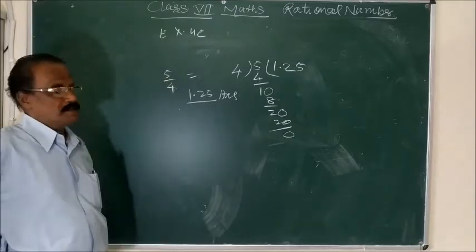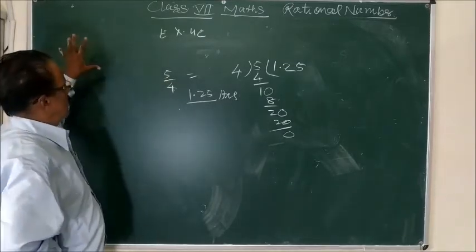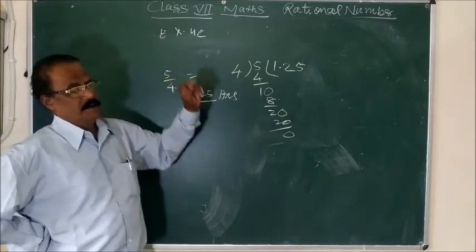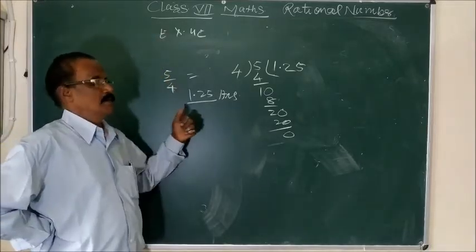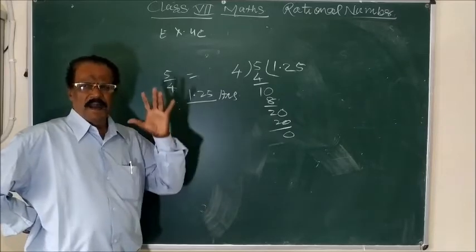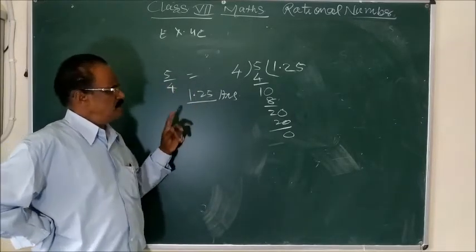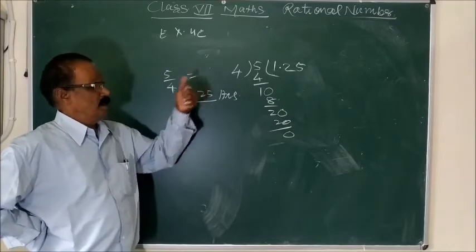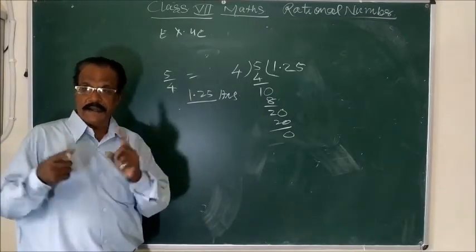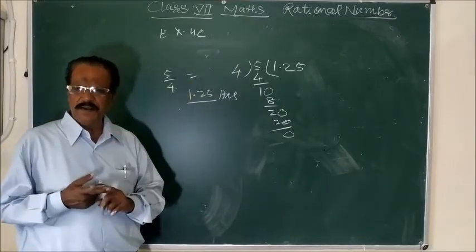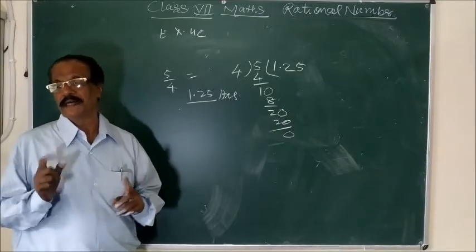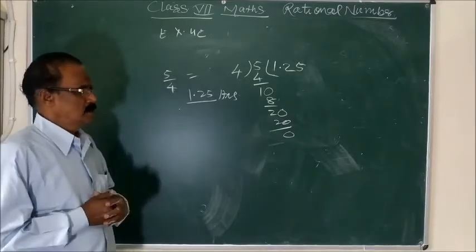Product of two rational numbers. You multiply numerator by numerator and denominator by denominator, and that will be the answer. But here one thing you should see, whether numerators and denominators can be cancelled. You should always write the answer in the smallest term, lowest term.